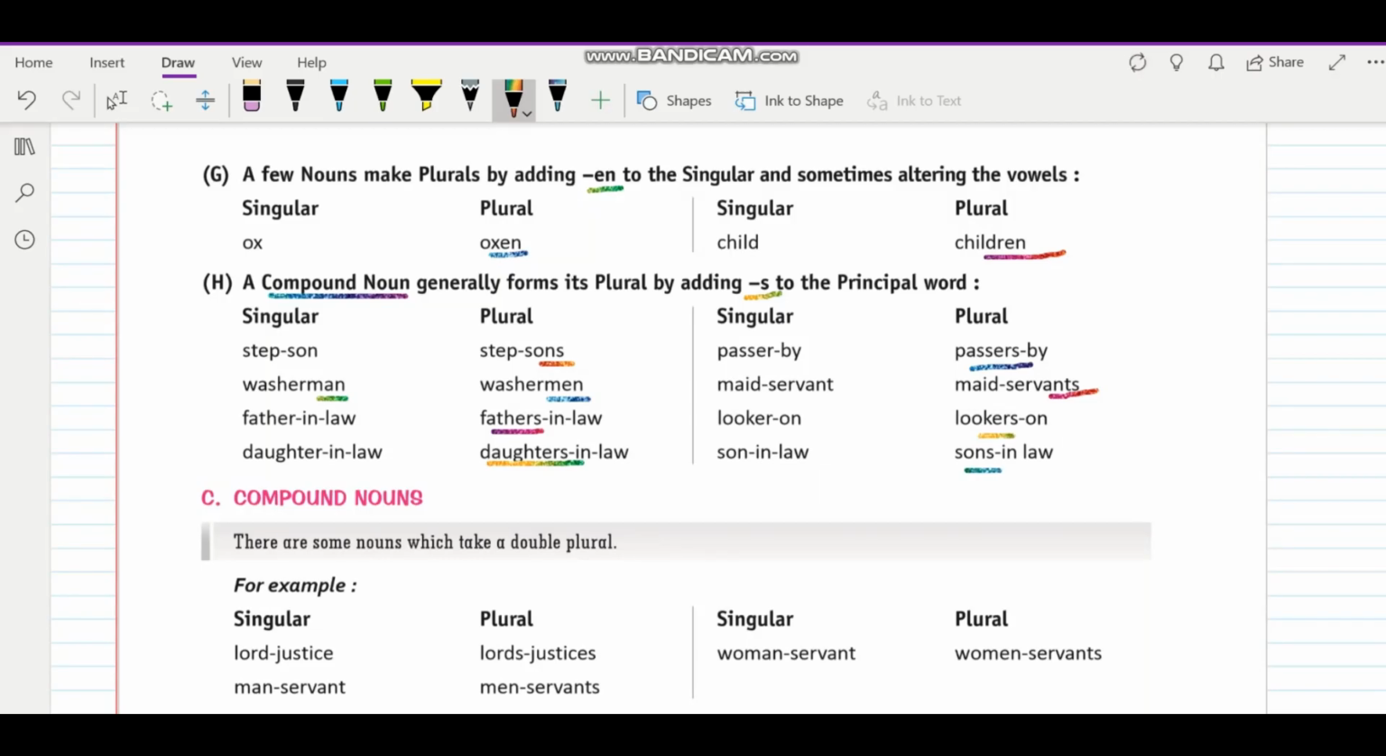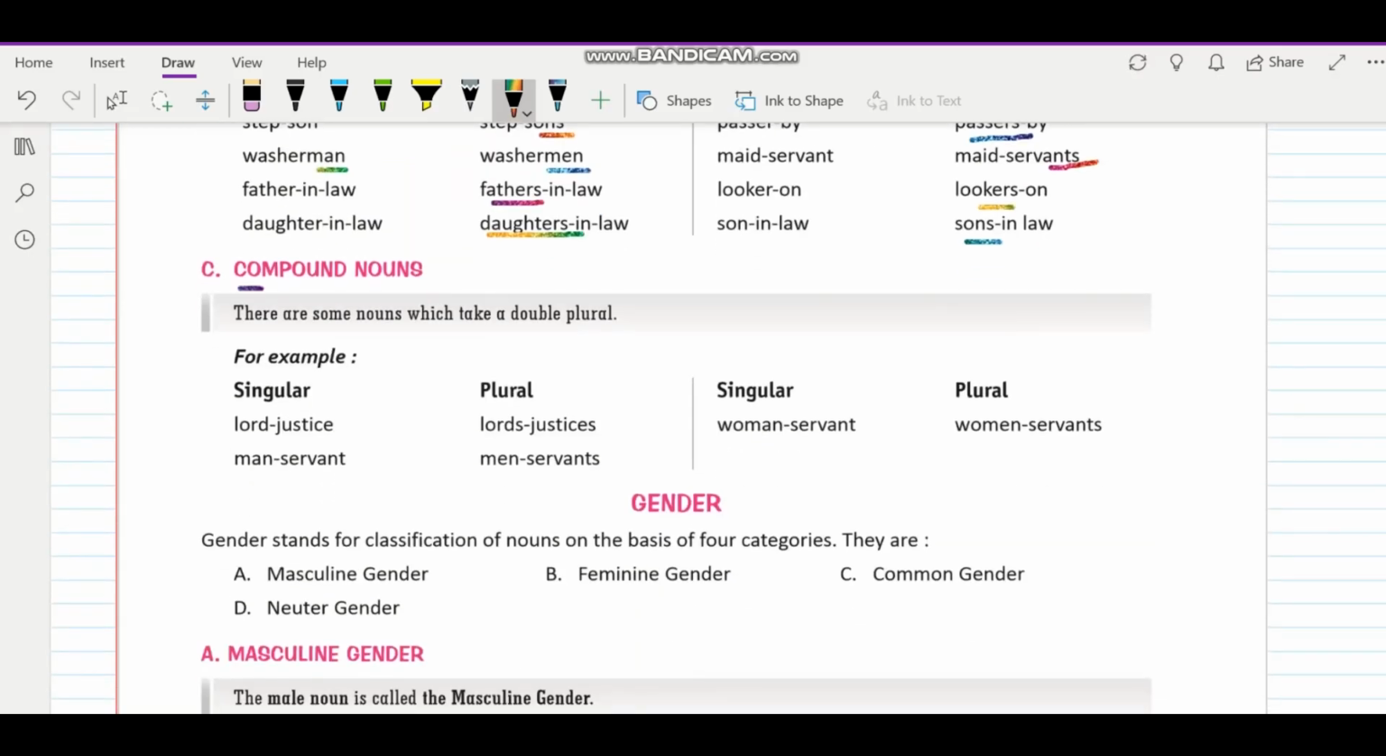I hope this is clear to you. Then we have compound nouns, which I was telling you. There are some nouns which take a double plural, like Lord Justice will become Lords Justices. Man servant will become men servants. Woman servant will become women servants. So I hope this is clear to you and you have understood it nicely. This is how we make plurals.